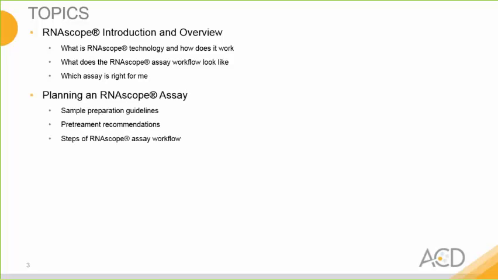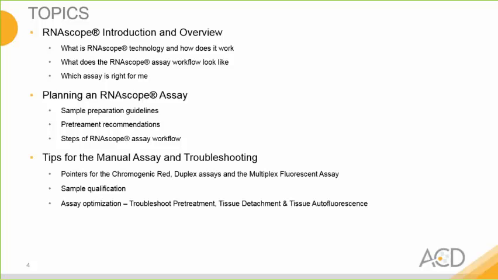Next, I'll cover how to plan for an RNAscope assay. There are 3 main steps involved. The first step of the RNAscope assay is sample preparation, so we'll touch upon how to best prepare tissues for RNAscope technology. The second step is the RNAscope pretreatment steps. This is really the key step for obtaining optimal RNAscope signal. And the third step, the RNAscope assay workflow itself, is actually quite straightforward. It's basically a kit, and most reagents are ready to use, and it's very user-friendly.